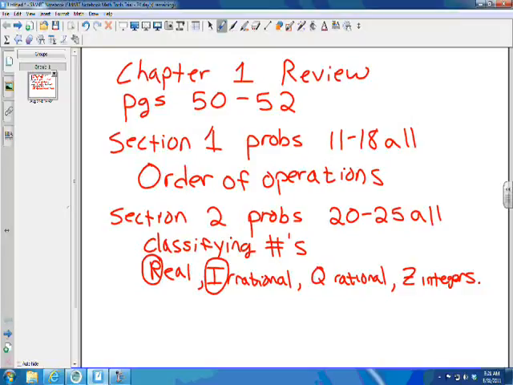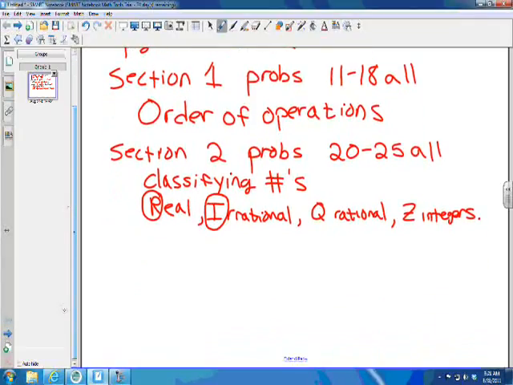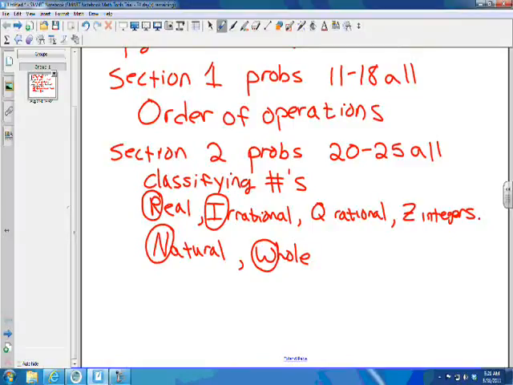So what's another set? Naturals. I think N represented those. Natural numbers, what were they? What was the other set? Whole. Remember, they were pretty close. What was the difference between whole and natural? There you go. Whole starts with 0. Natural starts with 1. And it's all positive numbers. So make sure you can do that on those three problems, 20, 21, and 22.